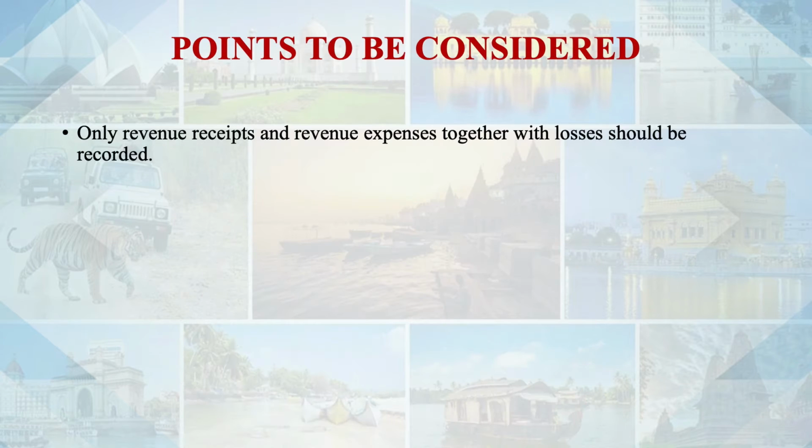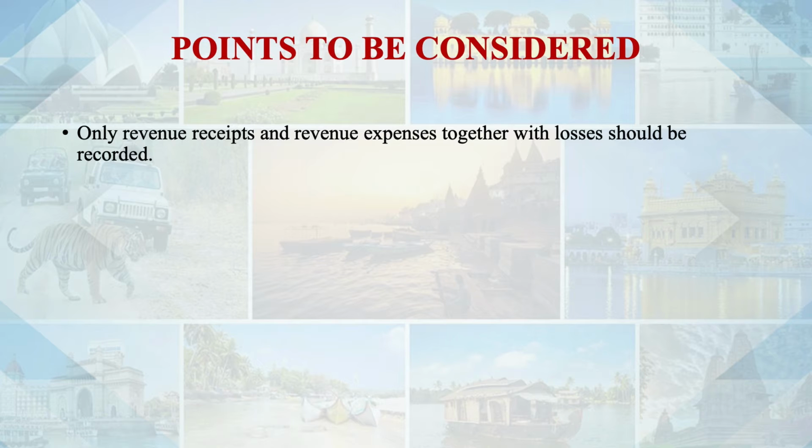That is, only the revenue receipts and revenue expenses together with the losses should be recorded. When we are preparing this statement, we should differentiate between the capital nature and revenue nature incomes and expenses, because this particular statement will talk about the profitability of your organization. So only those incomes and expenses should be recorded which are of revenue nature. The items which are of capital nature should not be recorded in your profit and loss account or statement.